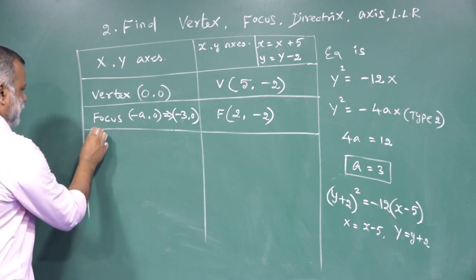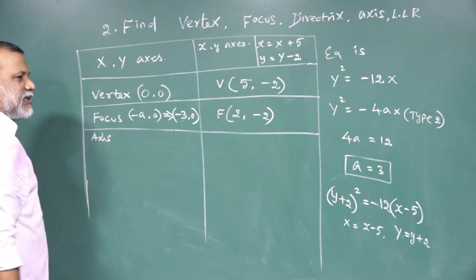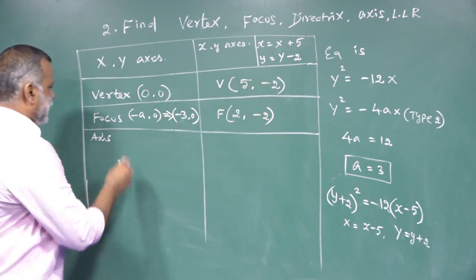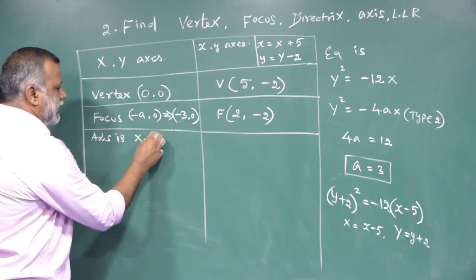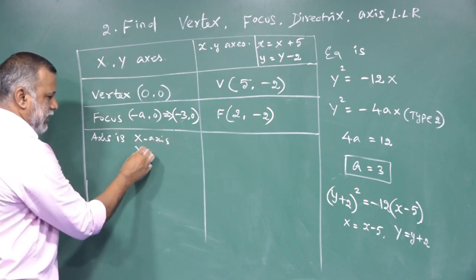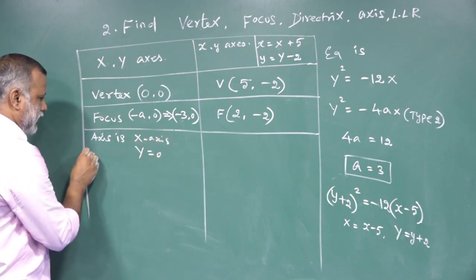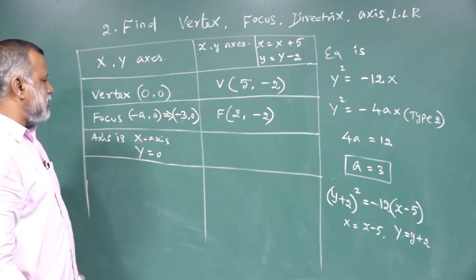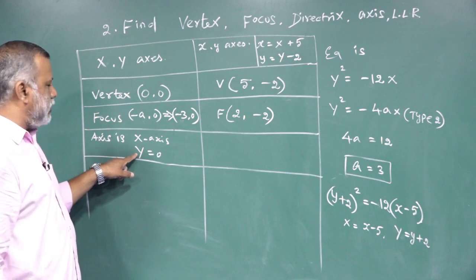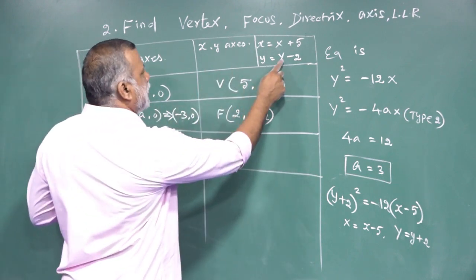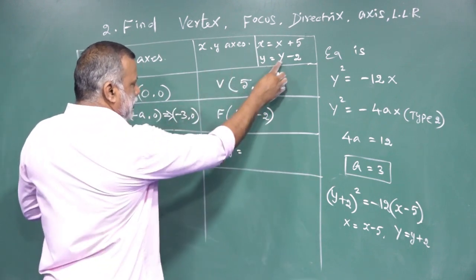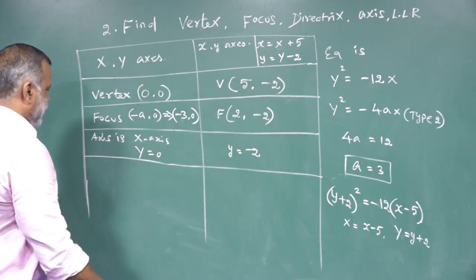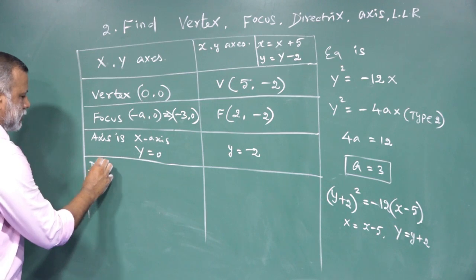Now axis. Axis belongs to type number 2. Then the axis is capital X axis, and its equation is capital Y equal to 0. Axis is capital X axis, so we need this result, capital Y equal to 0. Now substitute here capital Y, I get small y equal to, see, 0, 0 minus 2. So minus 2.